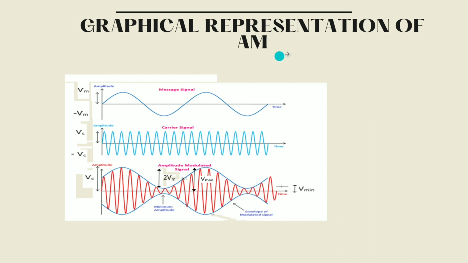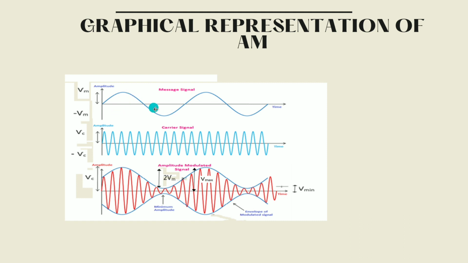Coming to the representations, one of the general representations of AM is graphical representation. For generating an amplitude modulated signal, we are in need of an amplitude modulator with respect to two input signals. One is the low frequency input, that is the message signal. Another one is the high frequency input, that is the carrier signal.